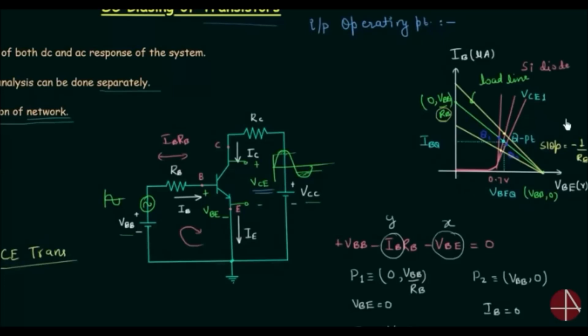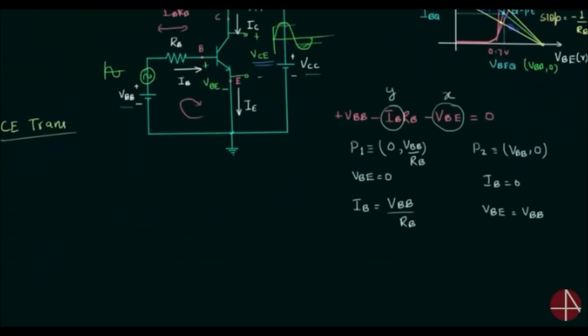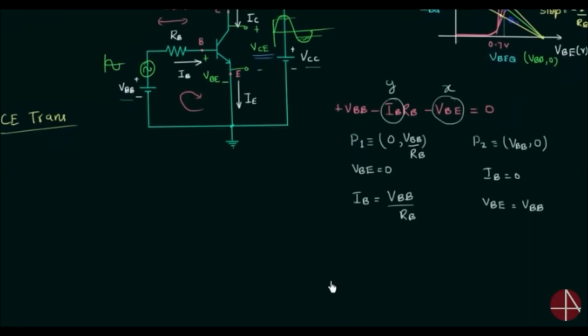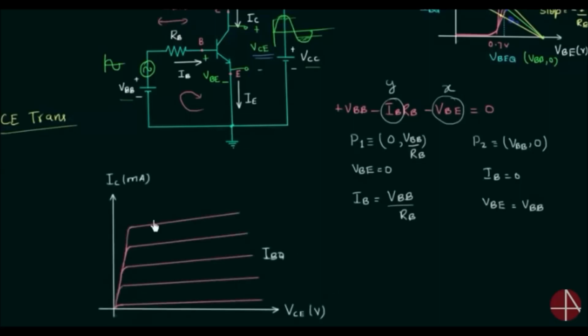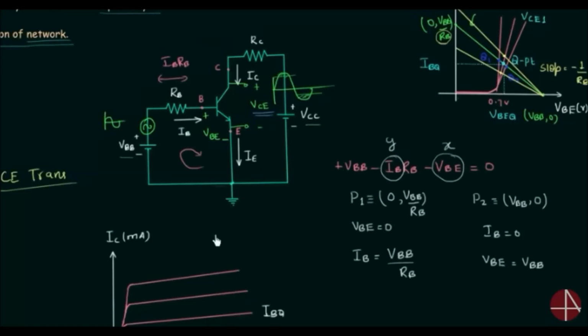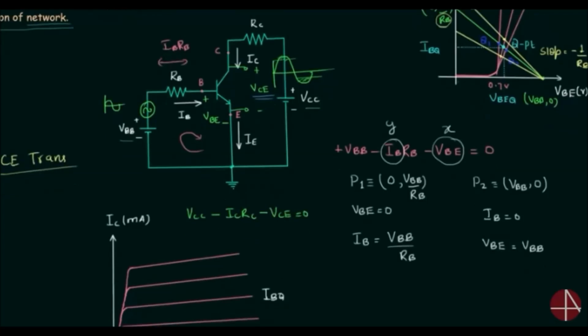Now we will move to the output operating point. In the case of the output operating point, the intersection of the load line with the transistor output characteristics for a particular value of base current IB gives the operating point. This is the output characteristics of the common emitter transistor, and to find the output operating point, we need to draw the load line. I will use KVL in the output loop, and we have VCC minus ICRC minus VCE equal to 0, and by using this equation we can easily find the coordinates of 2 points.